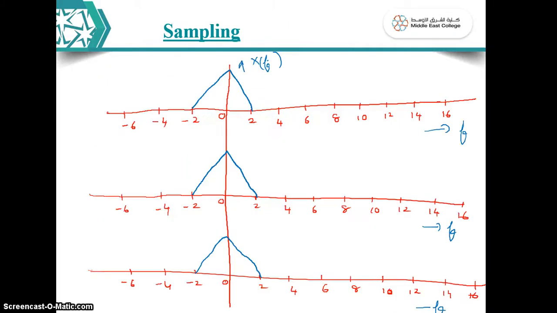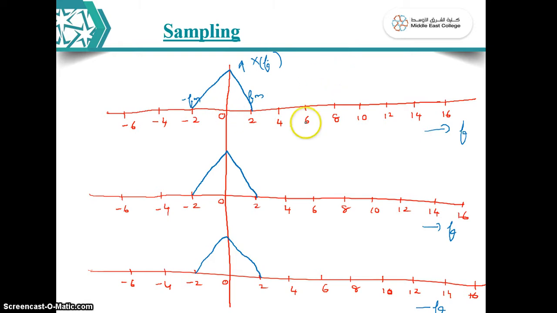Now here in the frequency domain, I am representing each sample by some symbol like this. For example, my Fm is 2 Hz, so this should be represented at 2 Hz. This should be Fm and this should be minus Fm. So our first sample is drawn.